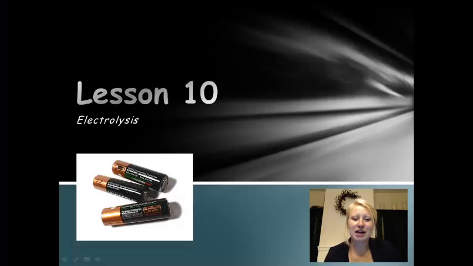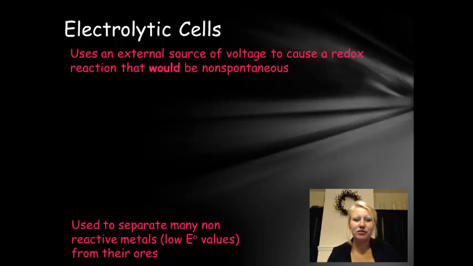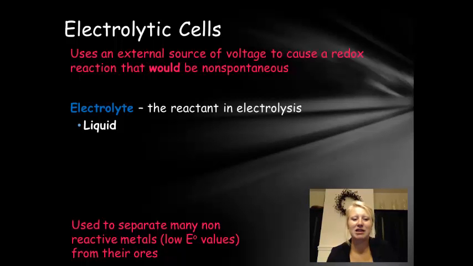This is lesson 10, electrolysis. So an electrolytic cell is different than a voltaic cell. An electrolytic cell is when an external source of voltage, so some power, is used to cause a redox reaction that would not normally occur, that would normally be non-spontaneous.